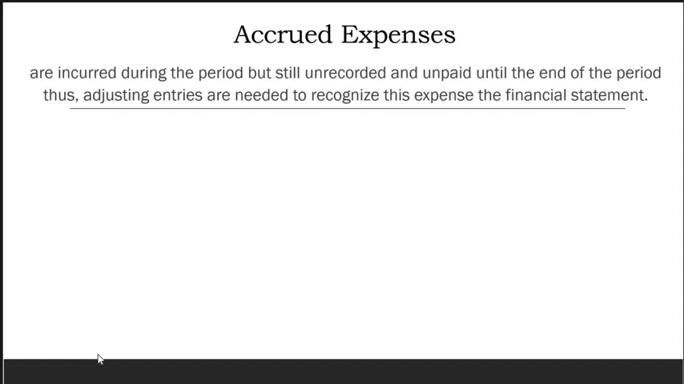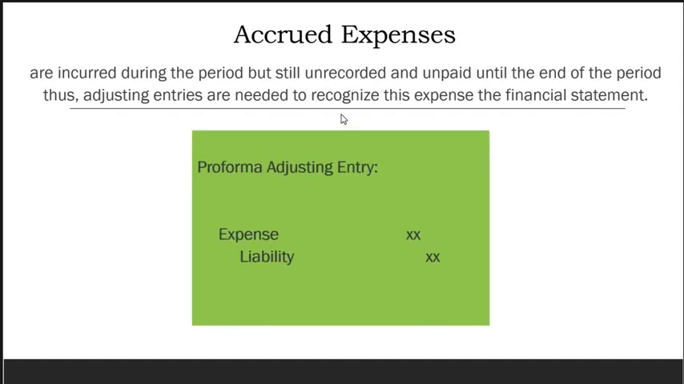Okay, so let's start with the accrued expense. So, here, ano ba yung accrued expenses? These are incurred during the period but still unrecorded and unpaid until the end of the period. Thus, adjusting entries are needed to recognize this expense in the financial statement. So, what is the pro forma entry? Very simple, no? Kapag accrued expense yan, magde-debit ka ng expense account, mag-credit ka ng liability account.